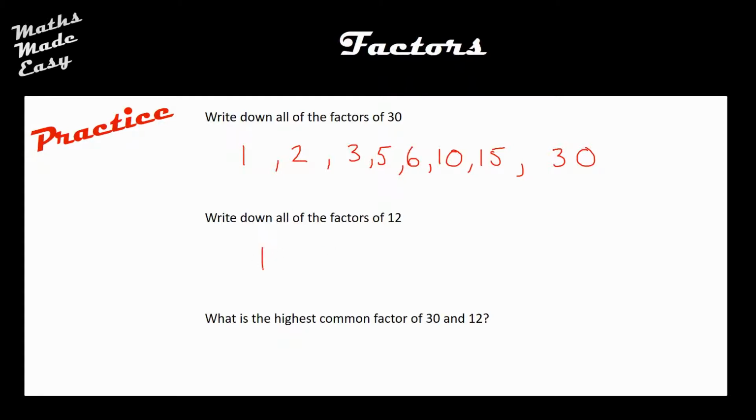Next one, all of the factors of 12, so 1 and 12, 2 and 6, and let's drop a comma in there. 3 is also a factor, as is 4, and that's finished off my factor pairs. Let me just pop a comma into there. The highest common factor of 30 and 12, well, hopefully you can see that that is 6. It's the biggest number in both lists of factors.